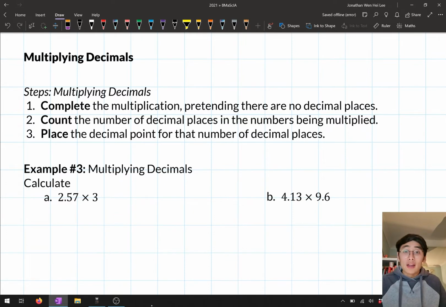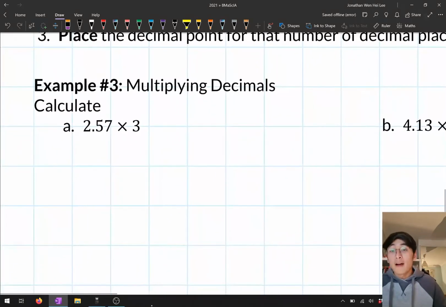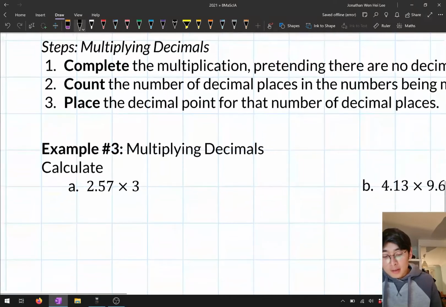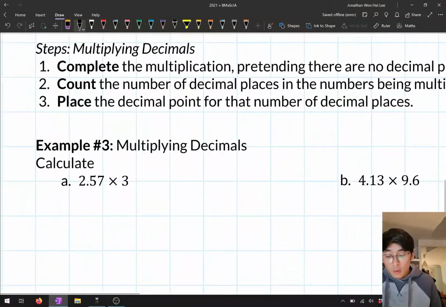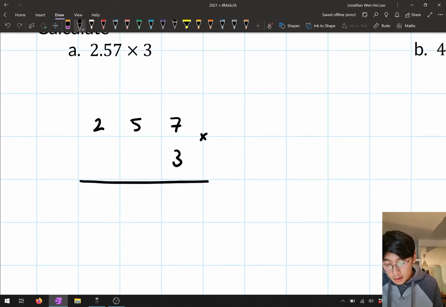So let's have a go at 2 examples of this. So first one, calculate 2.57 times 3. Now, let's actually go about doing this. So here, the first step was complete the multiplication pretending that there's no decimal place. So I'm just going to write the first number, instead of 2.57, as 257, and we're going to multiply that by 3. Okay, so I'm just pretending that there's no decimal place here.